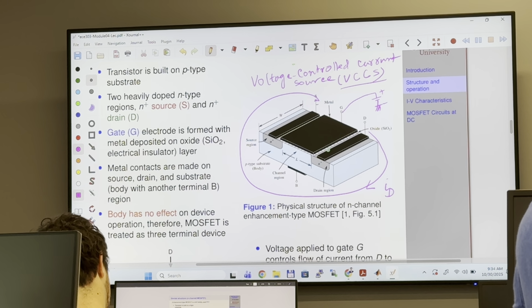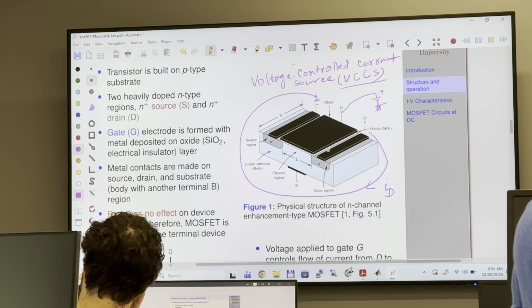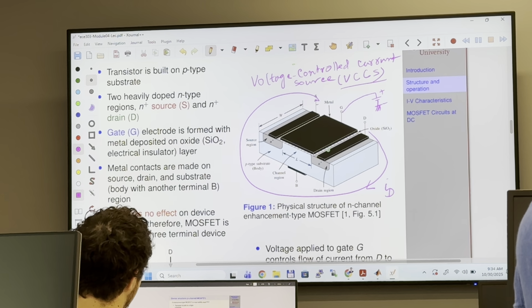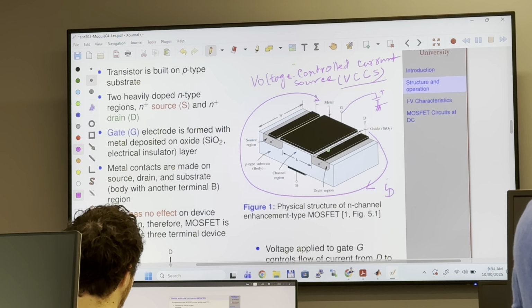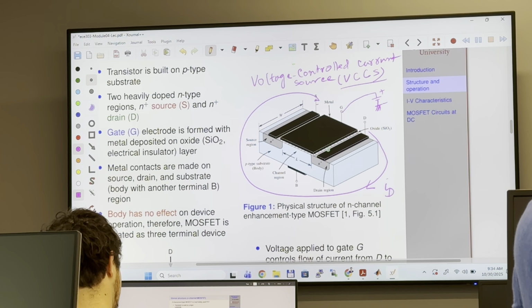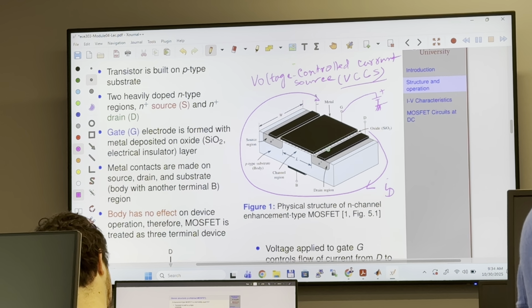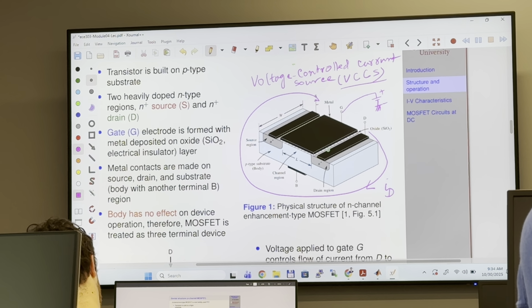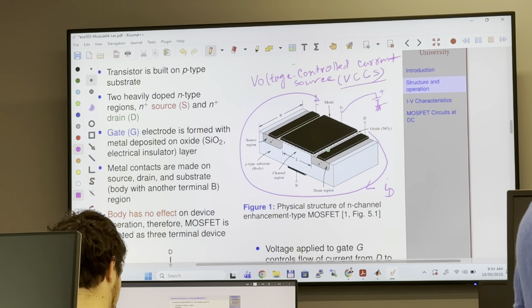So now, you can think of this device as a voltage controlled current source, and it is used for implementing analog functions, for example an amplifier to amplify the signal. This device can also be used to implement digital ICs, digital chips, storage devices, memory, for example processors.